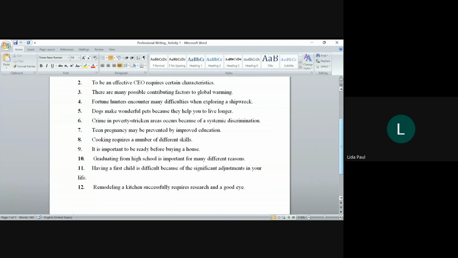Having a first child is difficult because of the significant adjustments in your life. Having a first child is difficult. Okay, that's your topic, and the reason that you're going to give, significant adjustments in your life, will form your supporting sentences. Correct. The last one, remodeling a kitchen successfully requires research and a good eye. Remodeling a kitchen successfully. Correct. That's your topic. And then requires research and a good eye becomes your controlling idea.